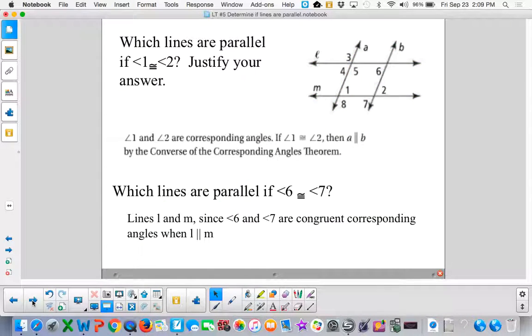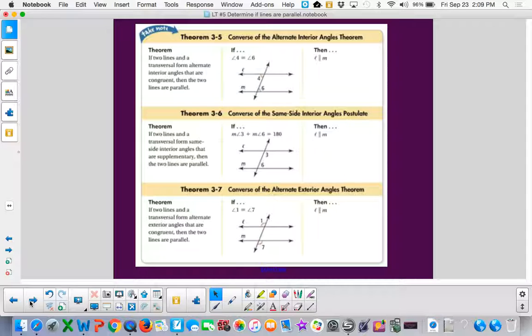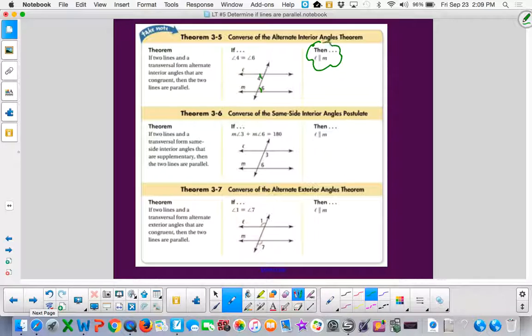That's what we just talked about. So we have all of these converses that we need to add to our handbook. The converse of the alternate interior angles theorem: if I have alternate interior angles congruent, then lines are parallel.